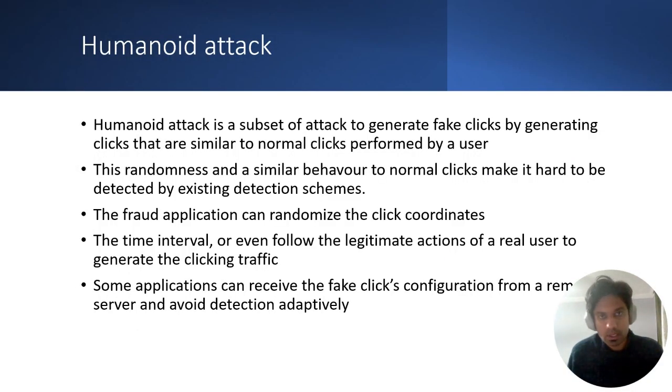So now we get to the humanoid attack. Basically, this is a special kind of attack, a subset of the fake click attacks, where we try to generate clicks that are extremely similar to what a person would normally perform, but it is randomized. So the randomness of the attacks is the cause of why it is extremely hard to detect, because it's similar to a user click event.